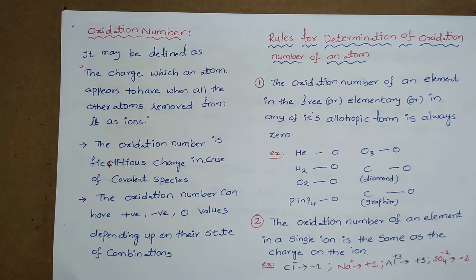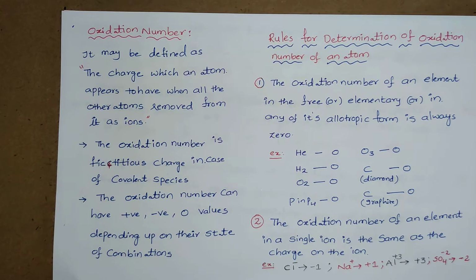What are the rules framed for determination of the oxidation number of an atom? The first one: the oxidation number of an element either in free state or elementary state or in any one of its allotropic forms is always zero. That means, for example, helium is there. Helium is always in the state He. In that case, the oxidation state is taken as 0.